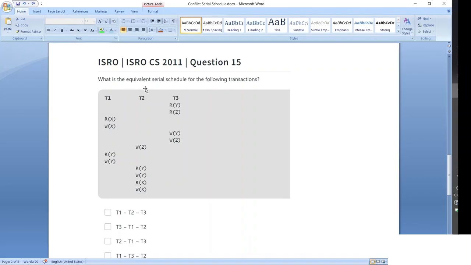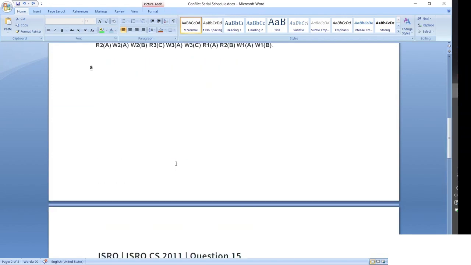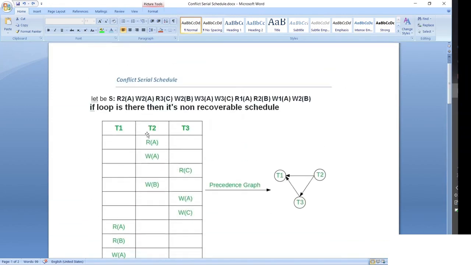So, now here the question asks for an equivalent serial schedule, or we can say a conflict serial schedule. Okay, so where we are having transactions T1, T2, T3, they are doing read and write operations. Okay, so if there is a loop that you find in your transaction, then it is a non-recoverable schedule. So let's suppose the examiner gives you this line. Okay, to save space he will give you this line.